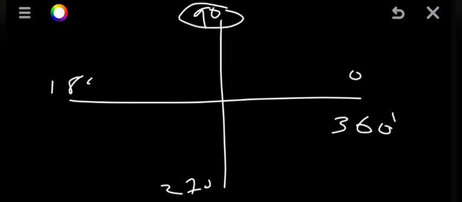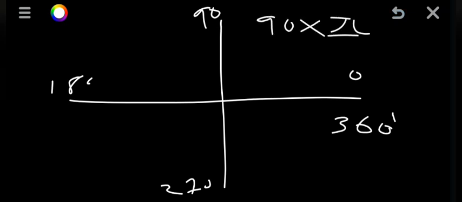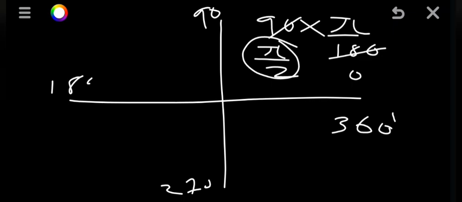What about 90? For this one, we are going to multiply it by pi divided by 180. Therefore, we are going to find that the answer here is just going to be pi divided by 2. So 90 degrees in radians is pi divided by 2. So whenever you see pi divided by 2, that one represents 90 degrees.